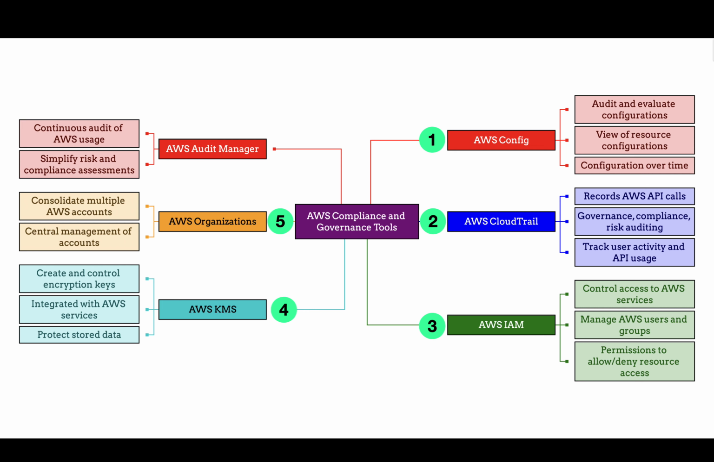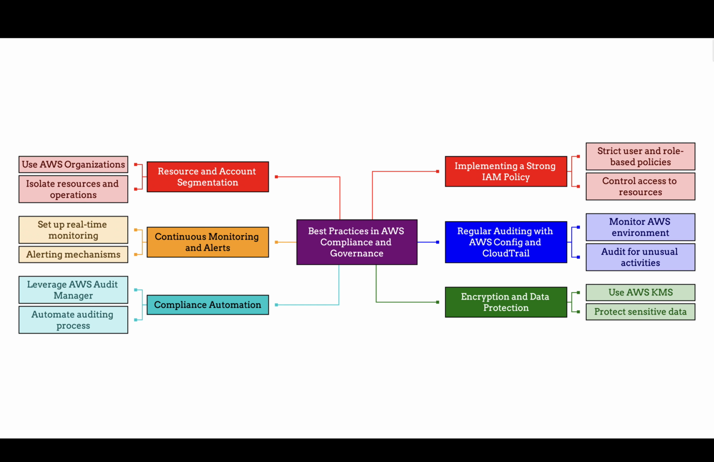5. AWS Organizations: an account management service that enables you to consolidate multiple AWS accounts into an organization that you create and centrally manage. 6. AWS Audit Manager: helps you continuously audit your AWS usage to simplify how you assess risk and compliance with regulations and industry standards. Best practices in AWS compliance and governance.